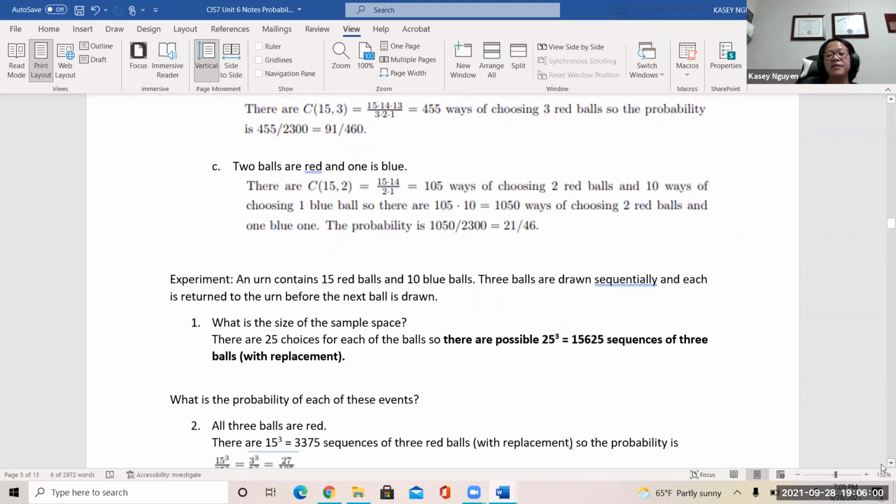So let's talk about another scenario. What if we have an urn and we have 15 red and 10 blue? And we are going to take out 3, each drawn, but we are going to put them back as we take them out, right? So then you have 25 to start with because 15 plus 10 is 25 choices. And then you are going to raise it to the 3rd power because you are selecting 3 balls.